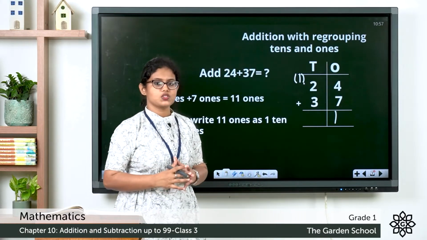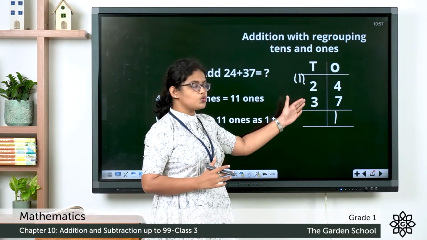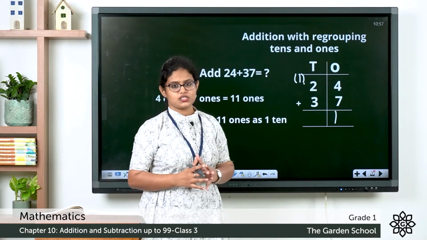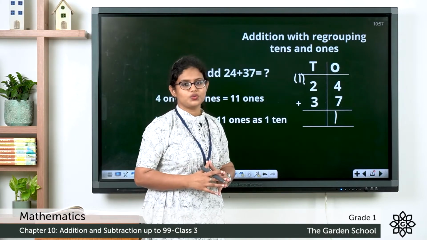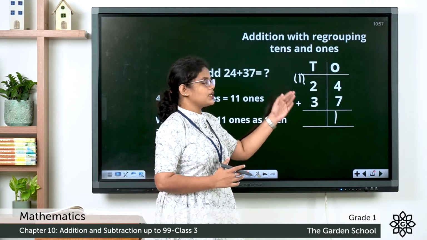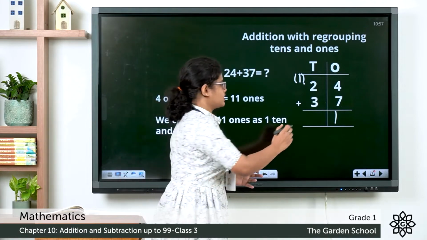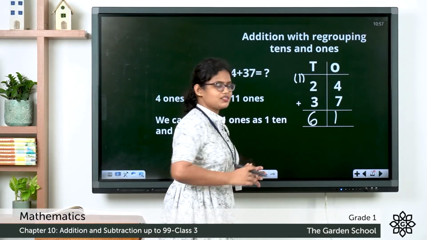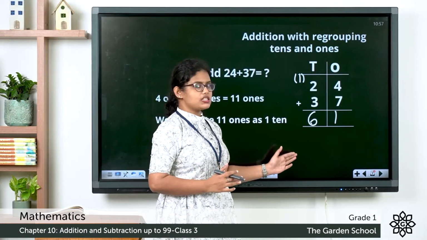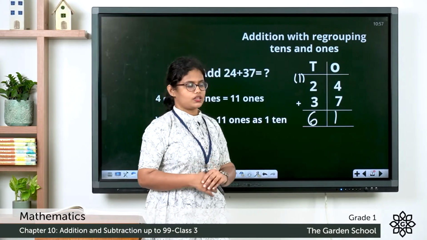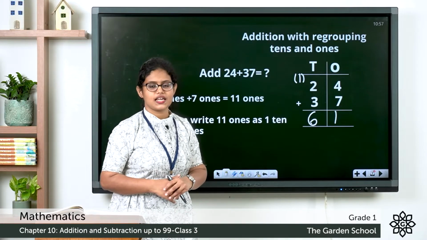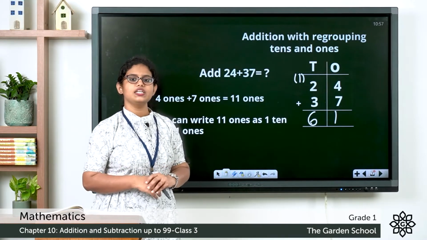So in the tens place, we have 1 ten plus 2 tens plus 3 tens. You need to add them. 1 plus 2, that is 3. 3 plus 3, 6. So let's write it here. 6 tens plus 1 one makes 61. So what is 24 plus 37? It is 61.